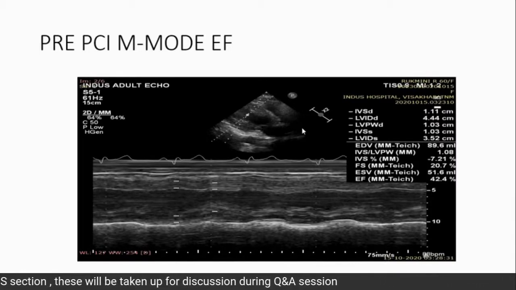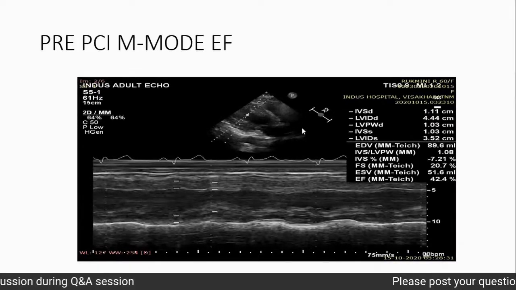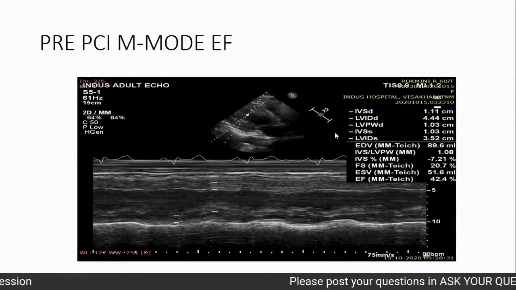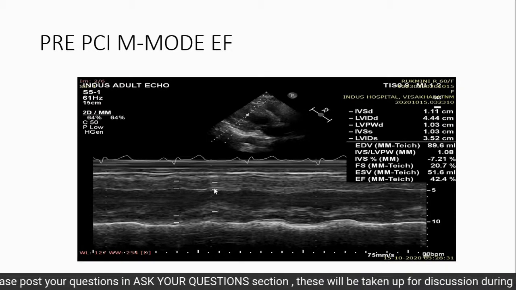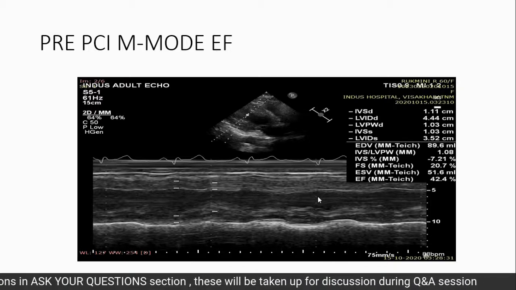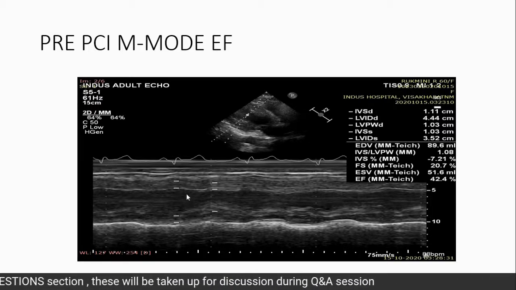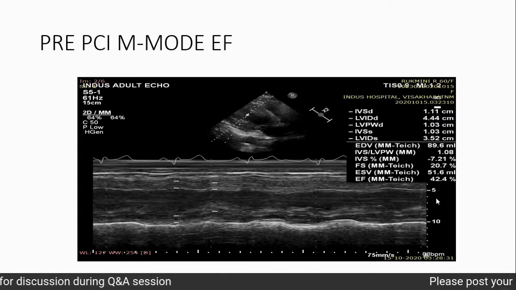This is M mode EF which I measured first, before going to the strain imaging. I could get a 42% EF, but by seeing the cuts also there is some desynchrony I can feel. I couldn't demarcate my edges.